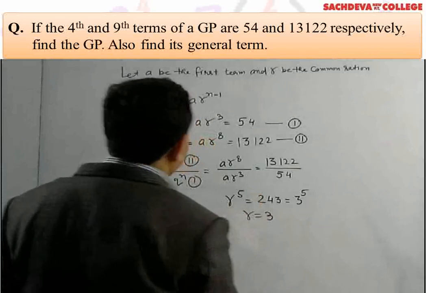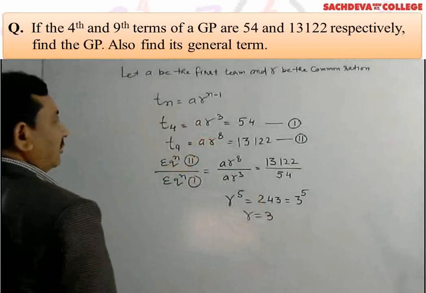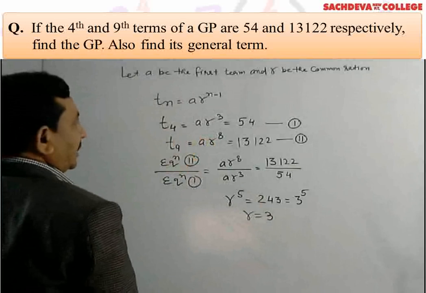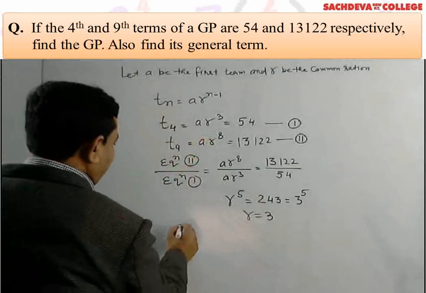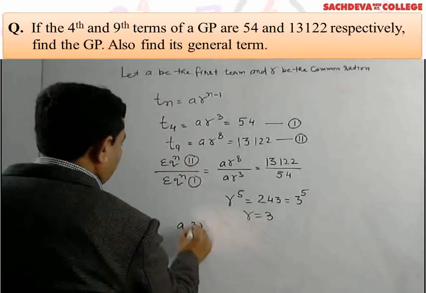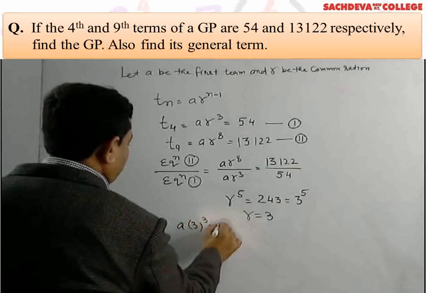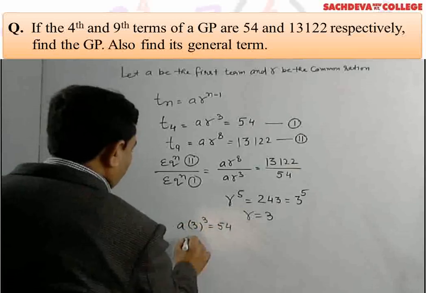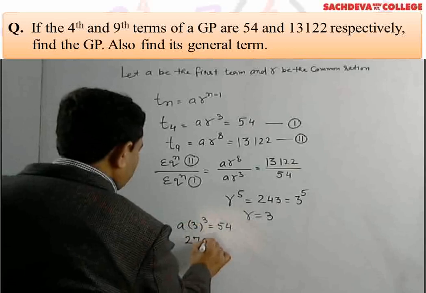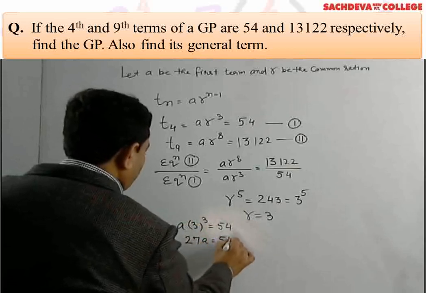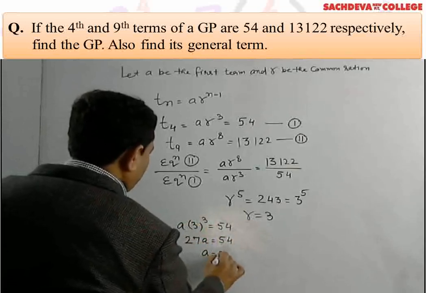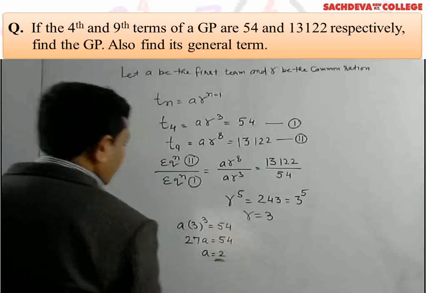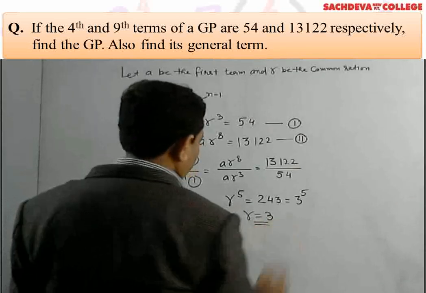Now we find the first term of this series. On putting the value of R in equation number 1, we find A into 3 to the power 3 will be equal to 54, or 27A is equal to 54, so A will be equal to 2. It means the first term is 2 here and the common ratio is 3.